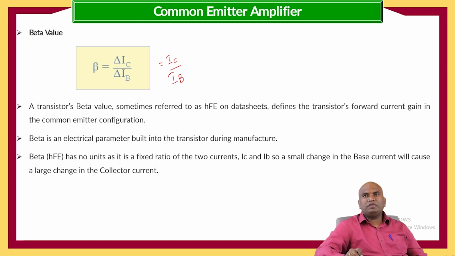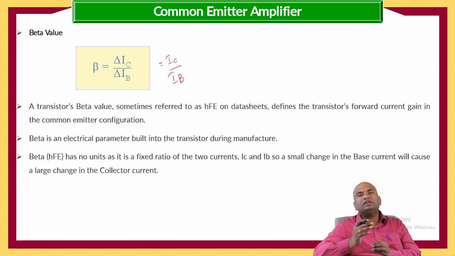a small change in the base current will cause a large change in the collector current, because the input values are small and the output values are high. That is the amplifier circuit. So even though there is a small change in the input, it will result in a large change in the output. If the IB value is changed by a small amount, the collector current will change by a very high value.